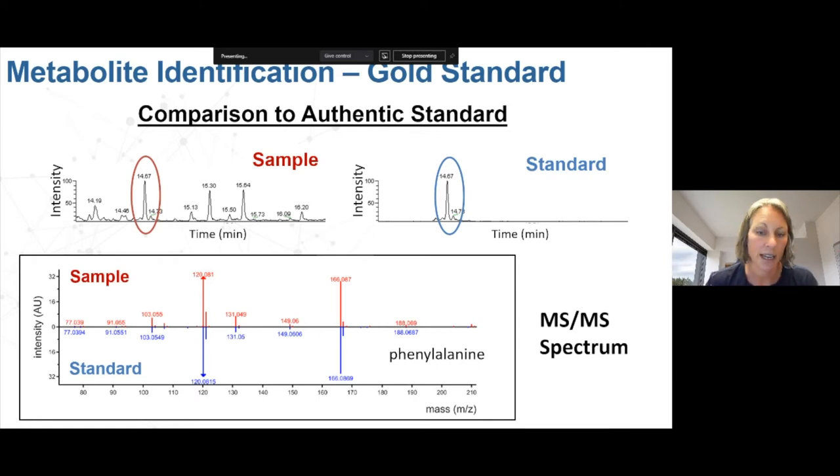We buy a standard, we analyze it on our system. We compare the retention time of the experimental sample to the standard, and also the MS/MS, or that structure-specific fragmentation pattern. In the bottom figure there, you can see the experimental sample spectrum on the top, and the fragmentation spectrum for the standard on the bottom. This is considered the gold standard for identification, but it is often only possible for a handful of compounds in the data, and it's definitely not a fast process. In addition, authentic standards are not always available.